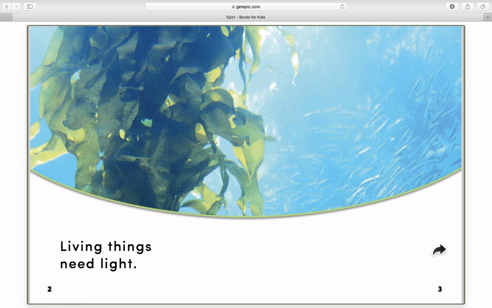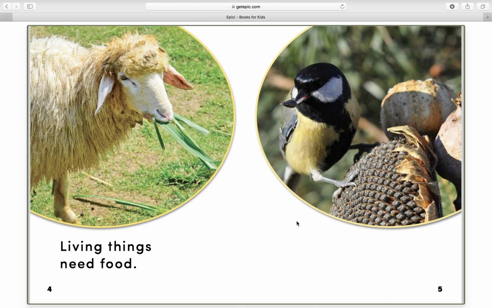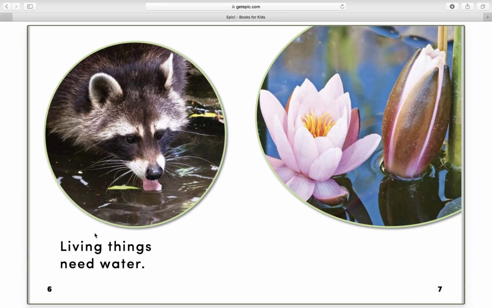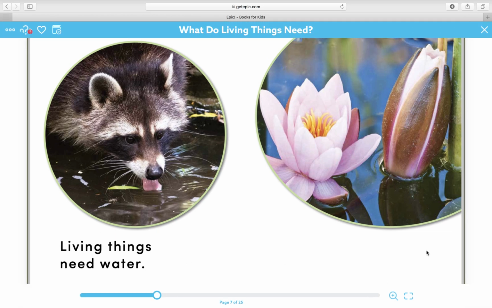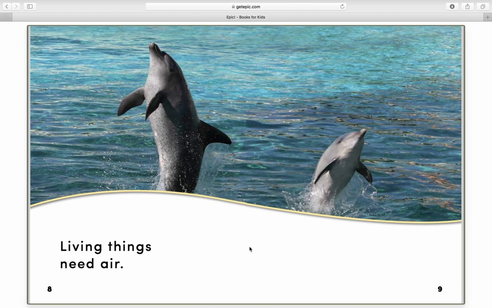Now, I'm going to look at the repeated words in this story and the pictures. So I notice here it says living things need, and then it shows what they need. They need light. Again on this page it says living things need. So I see that every page says living things need. So that can help me figure out that the main idea of this story is about what living things need.